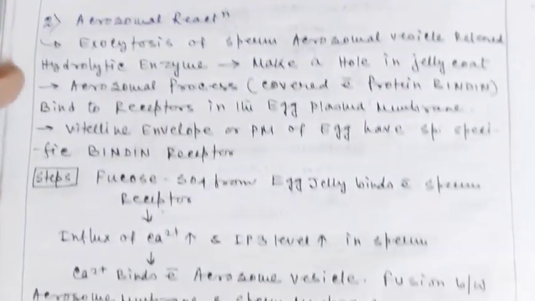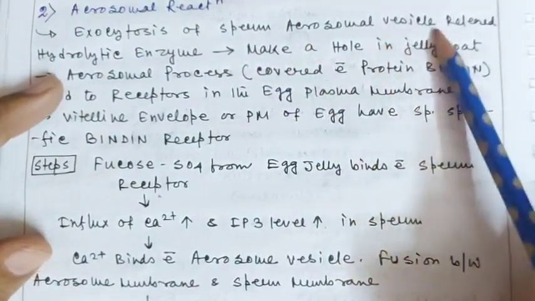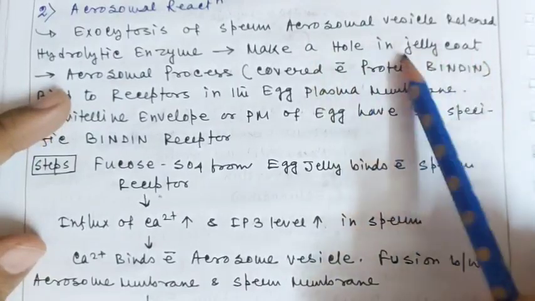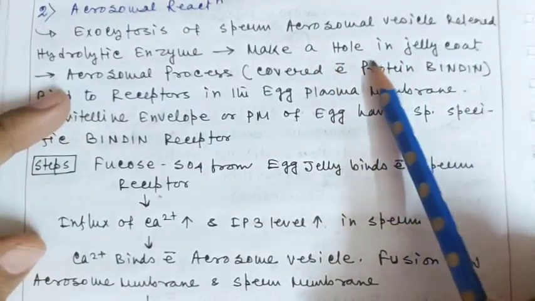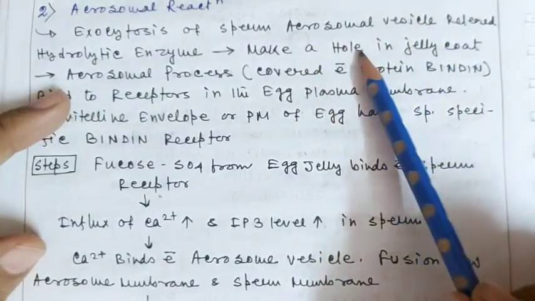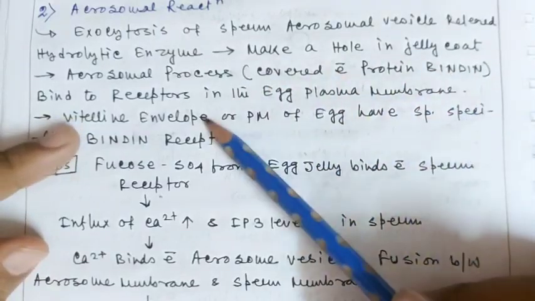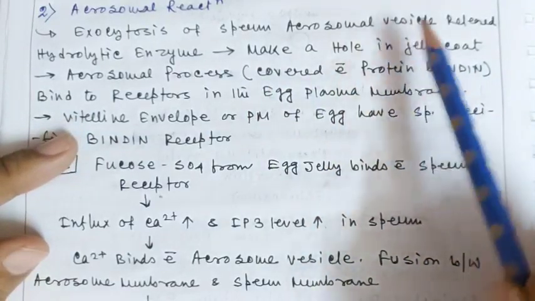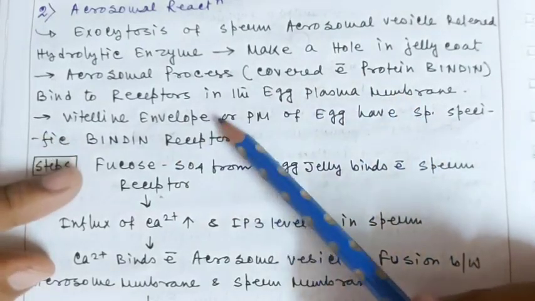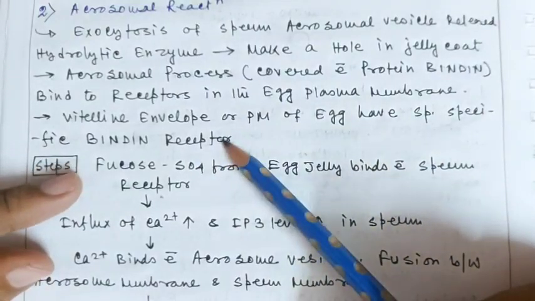The next step is called the acrosomal reaction. Exocytosis of the sperm acrosomal vesicle releases hydrolytic enzymes that make a hole in the egg jelly coat. The outer layer of the egg is called the egg jelly, and the acrosomal enzyme causes breakdown of this egg jelly coat. The acrosomal process, covered with protein, then binds to the receptor in the egg plasma membrane. Just after the egg jelly are the vitelline membrane and the egg plasma membrane, which have the species-specific receptor.